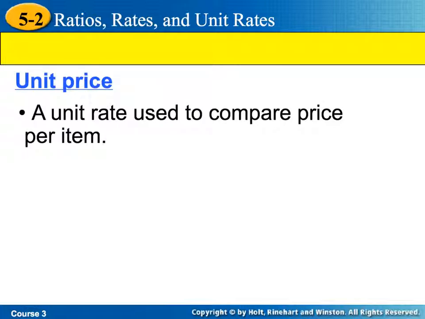Now that leads me into unit price. Unit price is a rate used to compare price per item. When you go to Walmart or Target or Cub, they will give you, for instance, a 32-ounce Gatorade bottle. It will give you the overall price. Let's say that 32 ounces of Gatorade is equal to $2.50, whatever it is. It will also give you how many cents per ounce that is. Okay, that's your unit price.